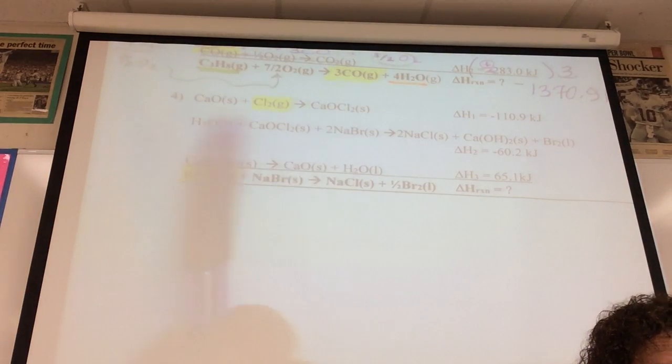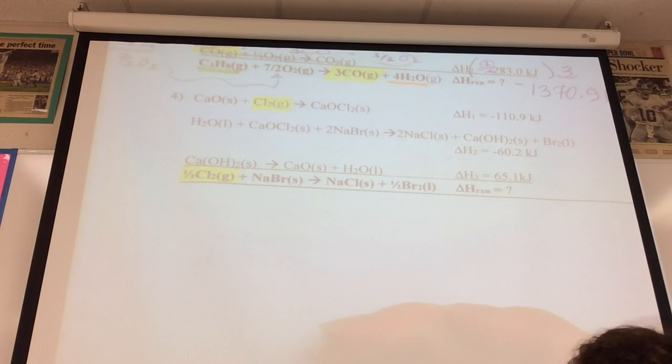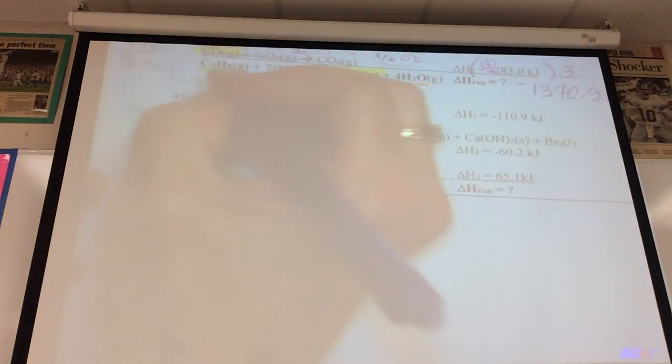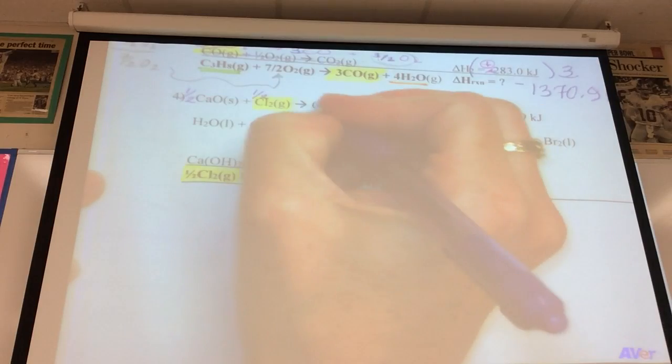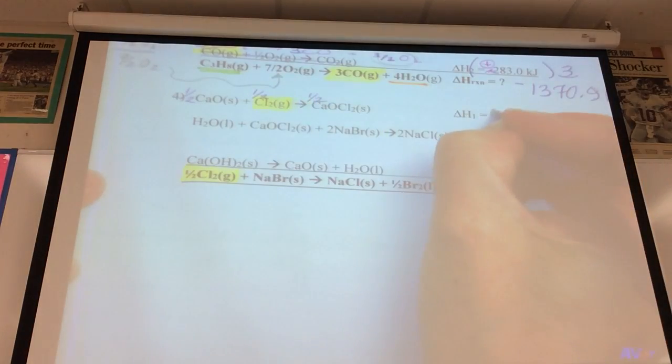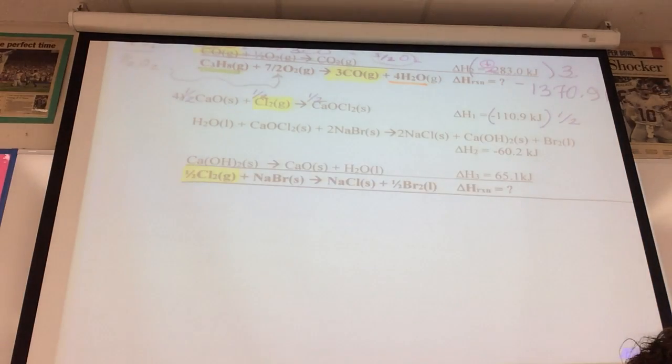Do we have to flip the first equation? Why not? Because it stays in the same. Because they're both reactants. So you are right. We're going to multiply this by 1/2, every one. And then we're going to multiply this by 1/2 as well. Okay.